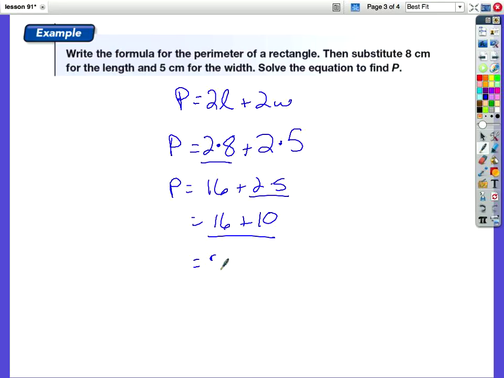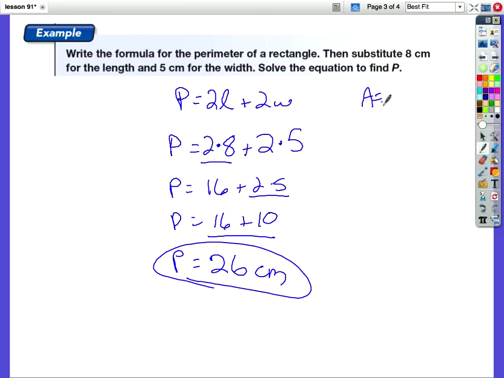Order of operations. My label should be centimeters. Remember, perimeter is just a distance, so it's just centimeters, not square or anything. Okay? Now, if it asks me to find the area and write the formula, remember the area for a rectangle is length times width. So all I do is plug in 8 for L, 5 for W for the width, 5 times 8 equals 40 centimeters squared.